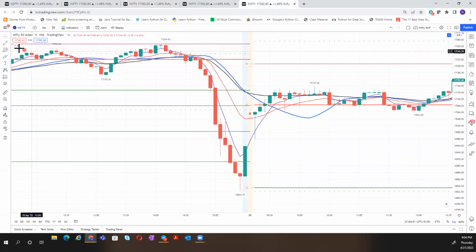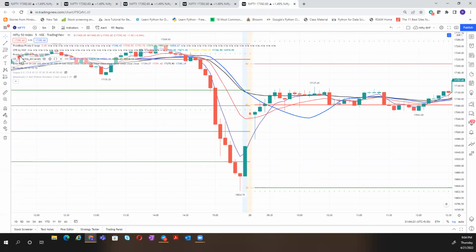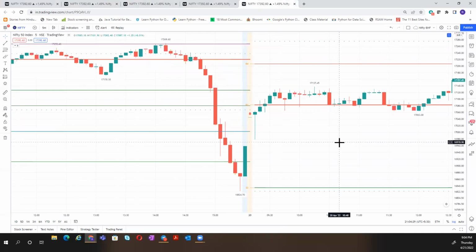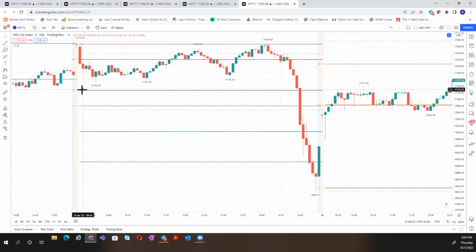Camarilla pivots. Now, this is Camarilla pivots for you, right? Let me remove this before telling you, because this is important. I keep telling this, you know this, but I'm so disappointed that you people are not making money. Below S3, below S4 is a breakout.